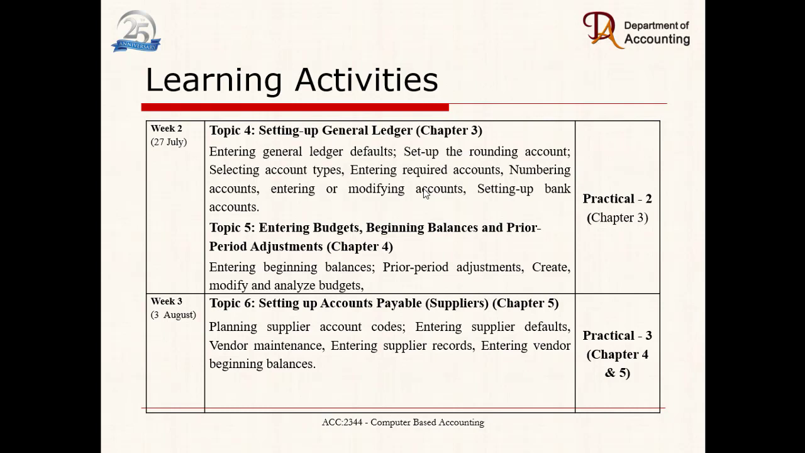We have the assets, liabilities and equity. Those balances have to be taken there. So these balances we have to enter into the general ledger. Then we start the accounting of our business. So it starts with setting the accounts and entering the beginning balances.